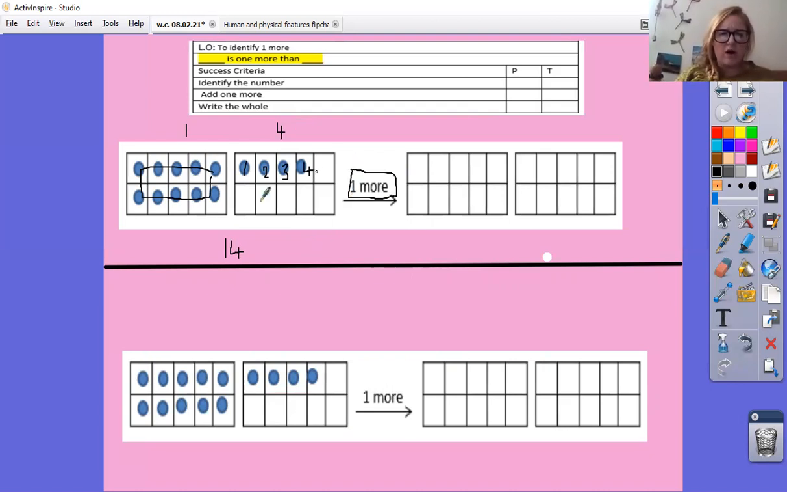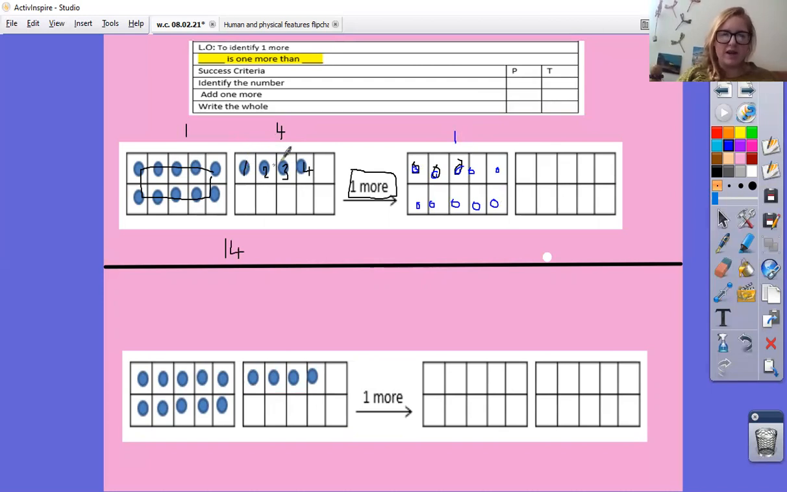To add one more on, I need to first complete my ten frame so it starts the same as 14. So to do that, I'm going to do 1 complete tens frame. I just realised I actually want to do it in blue. 1, 2, 3, 4, 5, 6, 7, 8, 9, 10. That is 1 complete tens frame. That is 1 ten.